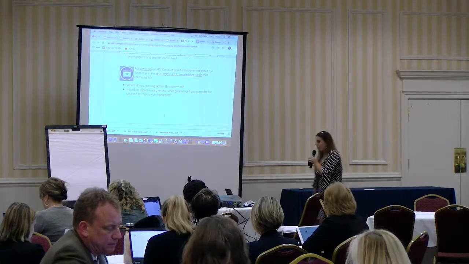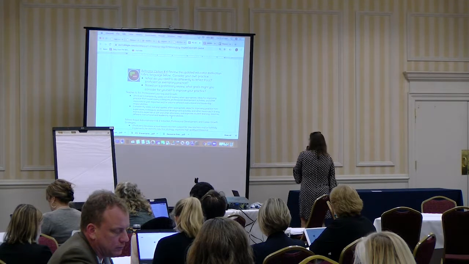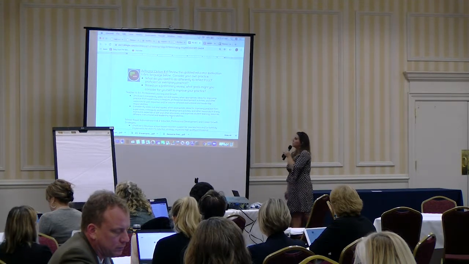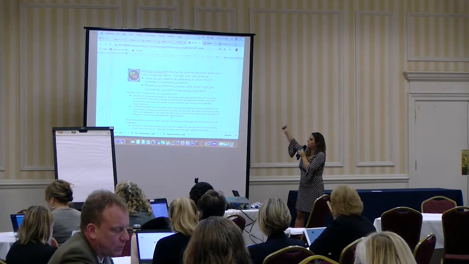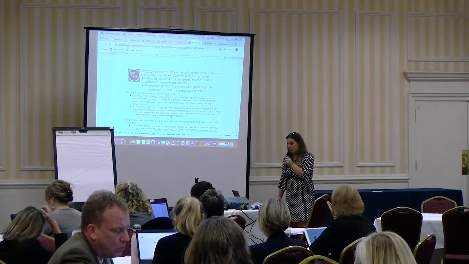Or activator number four, review the updated educator evaluation rubric language below and consider the implications to you as a practitioner in relationship to supporting professional learning.